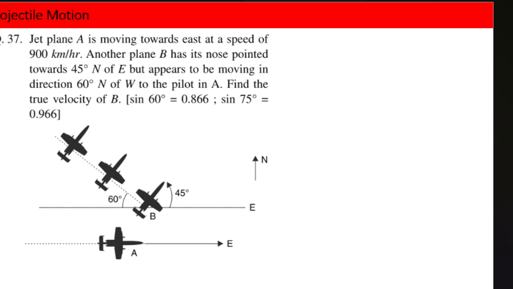Let's solve one more question. So, what is given in the question? There is a jet plane A, and that is moving towards east at a speed of 900 kilometer per hour. So, speed of A is given, that is 900 kilometer per hour. Another plane B is there, and it has its nose pointed towards 45-degree north of east.